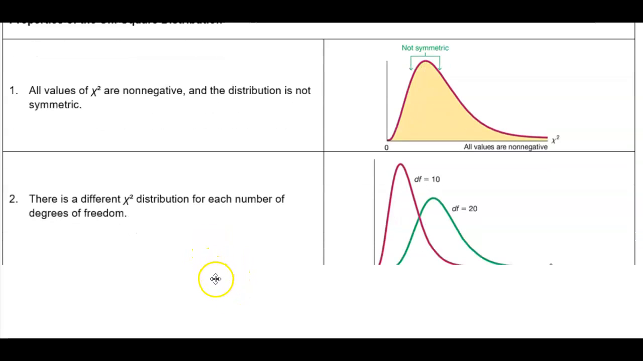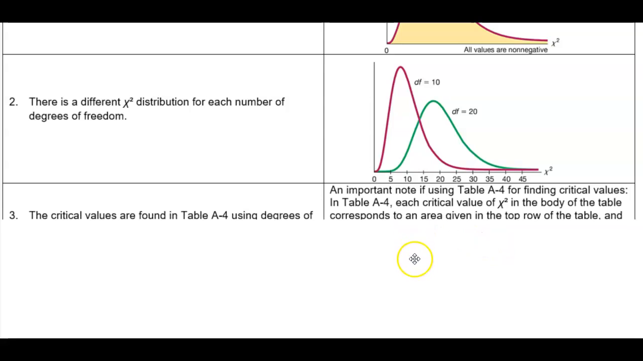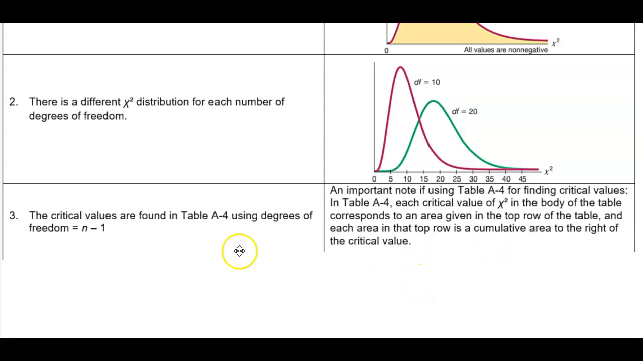Number 2, there is a different chi-square distribution for each number of degrees of freedom. You can see here for the degrees of freedom of 10, it's more skewed right. And then as the degrees of freedom increase to 20, it's becoming more of a normal distribution. And then number 3, the critical values are found in table A4 using degrees of freedom of n-1. An important note: if using table A4 for finding critical values, each critical value of the chi-square in the body of the table corresponds to an area given in the top row of the table, and the area in the top row is a cumulative area to the right of the critical value.